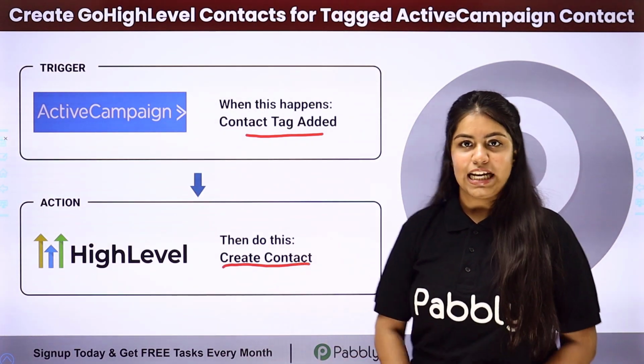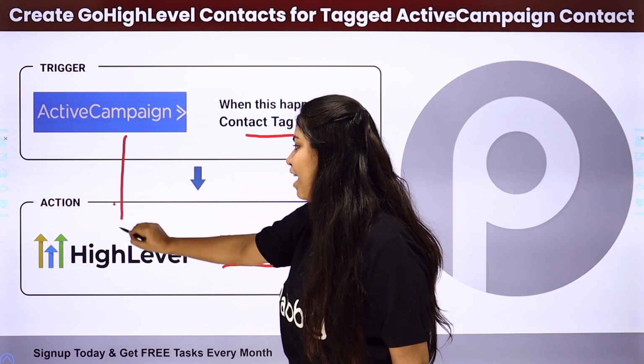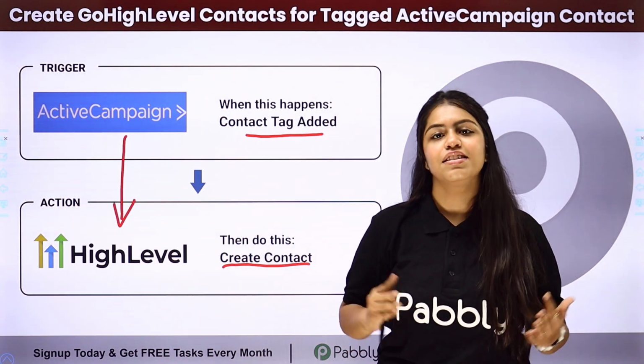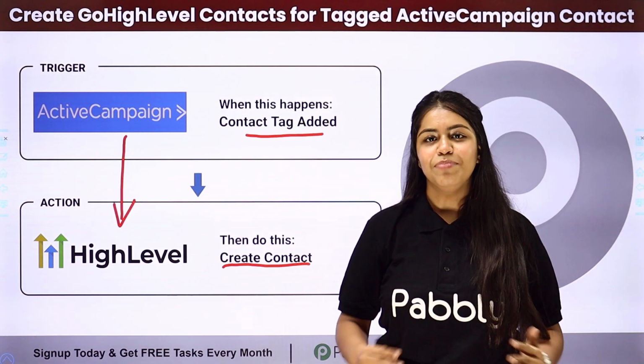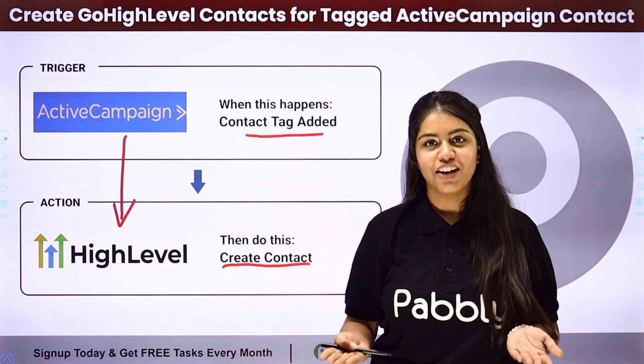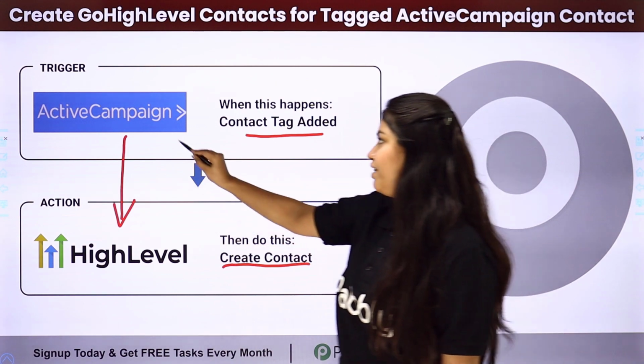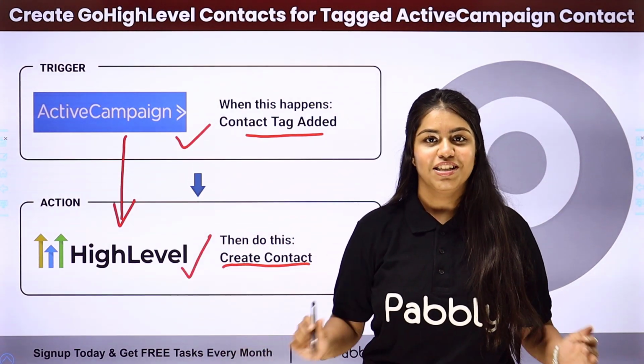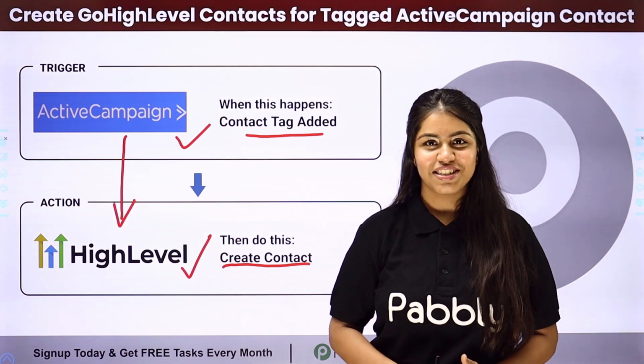For this, we have to create an integration between ActiveCampaign and GoHighLevel. To create this integration, we are going to use Pabbly. It's an amazing automation software. In Pabbly, we have the concept of trigger and action. So for trigger, we are going to use ActiveCampaign, and for action, we are going to use GoHighLevel. If you want to learn this process step by step, follow me through the screen.